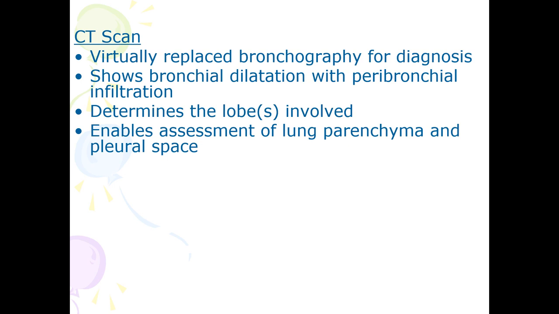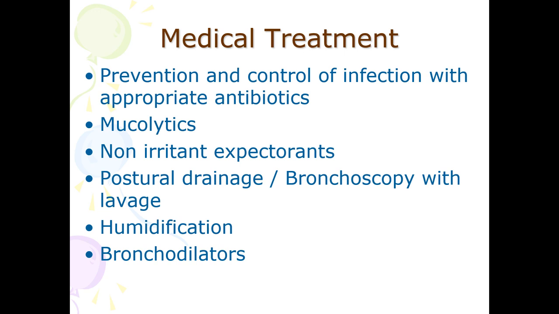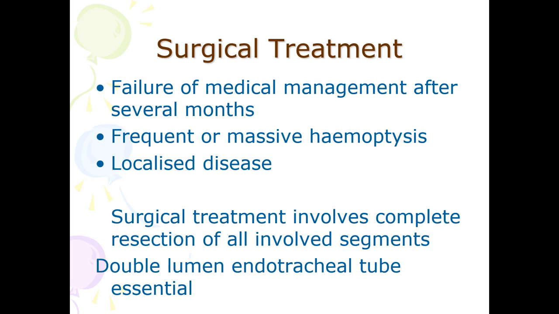After diagnosis, we have to treat. Treatment is either medical, by prevention and control of infection with appropriate antibiotics, mucolytics, non-irritant expectorants, postural drainage, bronchoscopy with bronchial lavage, humidification, and bronchodilators. If the patient is not responding, the other option is surgery, when there is failure of medical management after several months, frequent or massive hemoptysis, or localized disease. Surgical treatment involves complete resection of all involved segments. A double lumen endotracheal tube is essential in those patients.